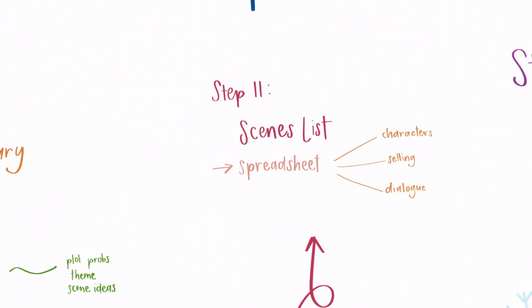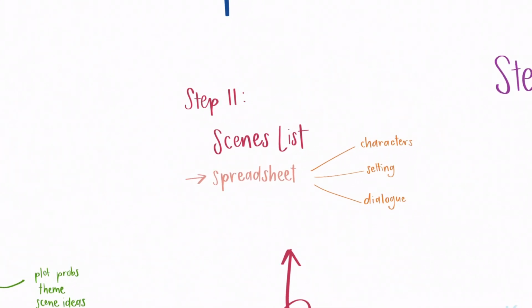root for them more. Step 11, nearly there, is to create a scenes list. And Randy says to do this using a spreadsheet, which sounds like some complicated accounting exercise, but actually it's something I already do. I found making a spreadsheet really helpful when I wrote my first 2 books. It looked a bit boring, but it really helped me separate the ideas.